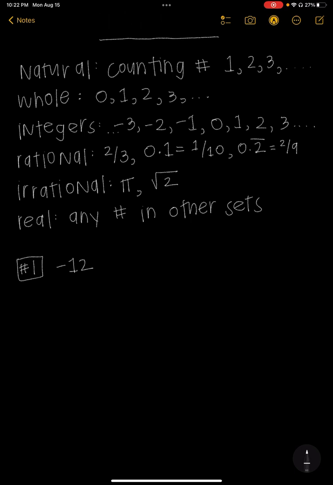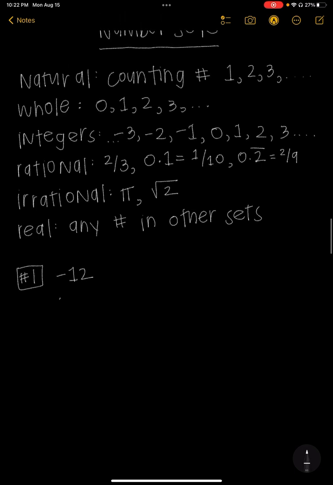It's also not considered whole because it's not 0. But integers have negative numbers. So negative 12 is a negative number and it's a whole number, which means that we know automatically that negative 12 has to be an integer.